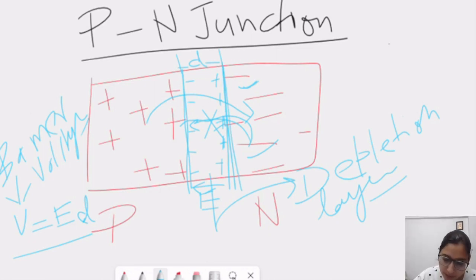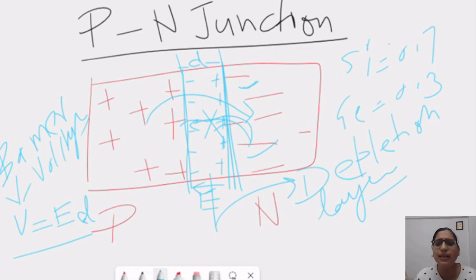Okay. Now this barrier voltage had some value. For silicon, this barrier voltage is 0.7 volt, and for germanium, this barrier voltage is 0.3 volts. So this is the basic structure of what a PN junction is and how it works. Here, two, three things we will mention.